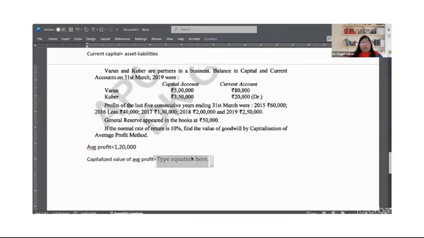Now finding out the capitalized value from this, the formula would be average profit multiplied by 100 upon R. R is 10. So this is 1,20,000 multiplied by 100 upon 10. That is, we have to multiply 1,20,000 by 10. Multiplying this, we get 12 lakh straight.